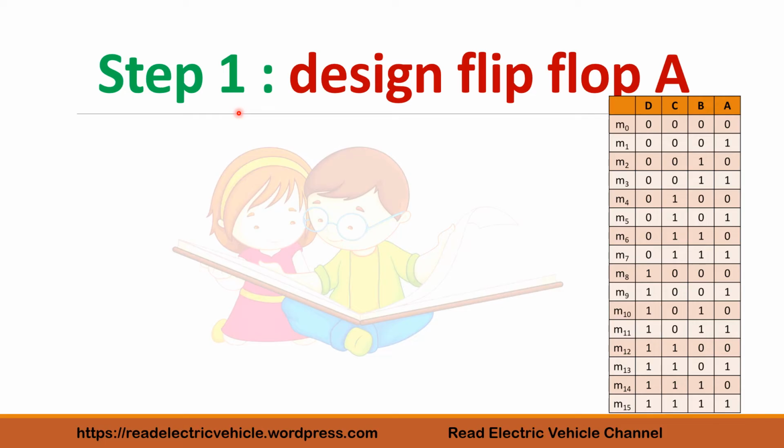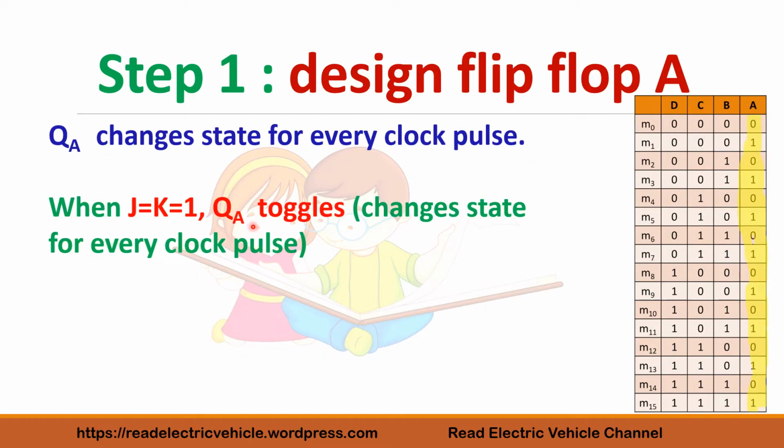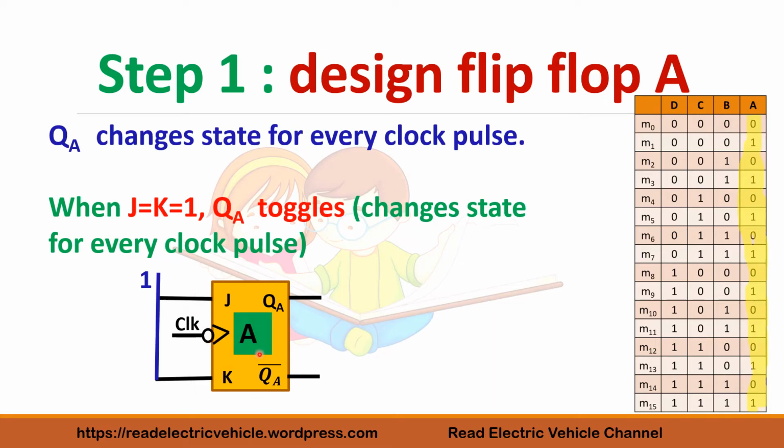So JK flip-flop design is always very easy. So let us design the flip-flop A first. You see the A flip-flop here. Its output is changing 0 to 1, 1 to 0, 0, 1, 0, 1. So it is toggling in every cycle. So it is very easy to design the first flip-flop. So take a flip-flop A, connect J and K together and give it 1. We have seen that when J and K are 1, output will toggle. So if you connect it to 1, every cycle it will change its state.